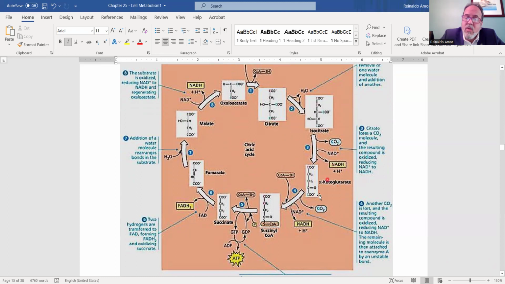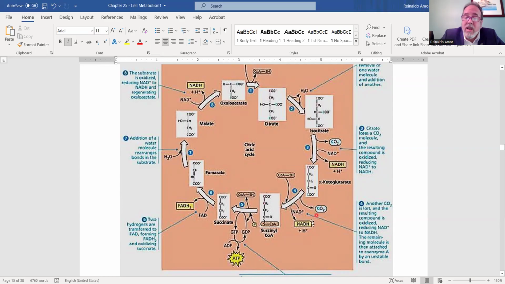We have 2, and 2 is 4, and 2 is 6. So we're making 6 molecules of NADH and 2 molecules of FADH2. Remember that everything is by 2. You have to double everything. Wherever you see something, it is going to be doubled.